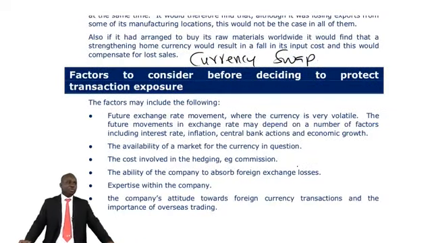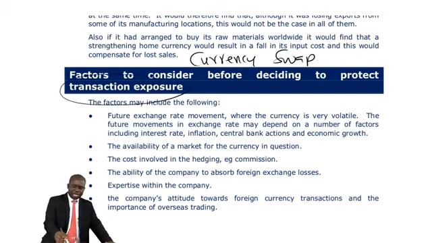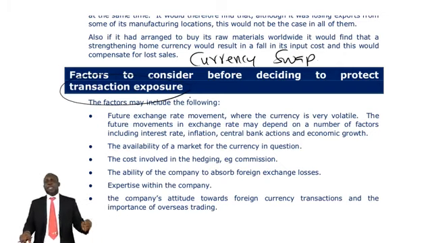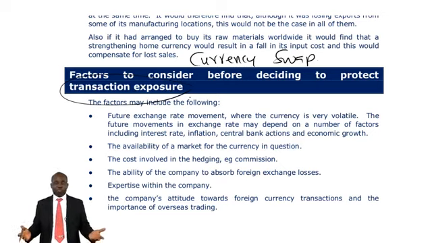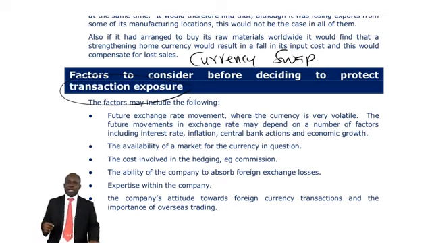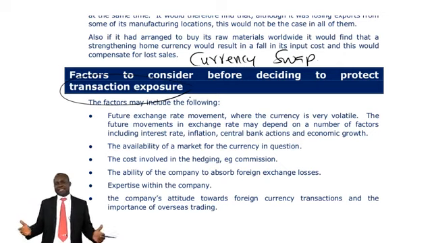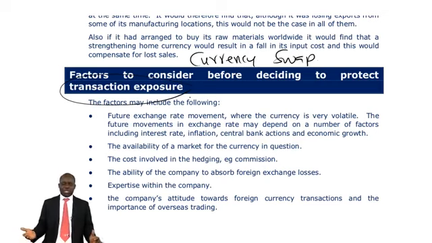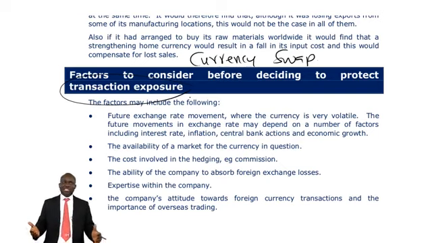What factors should we take into consideration in trying to protect ourselves against transaction exposure? The factors we have to consider here include the following. If I have to hedge or protect against transaction exposure, we said transaction exposure occurs when you enter into a foreign currency denominated transaction, and the settlement will occur on a future date. Does it mean that the moment I enter into that transaction and have that exposure, I should go straight to hedge? That is not the argument.